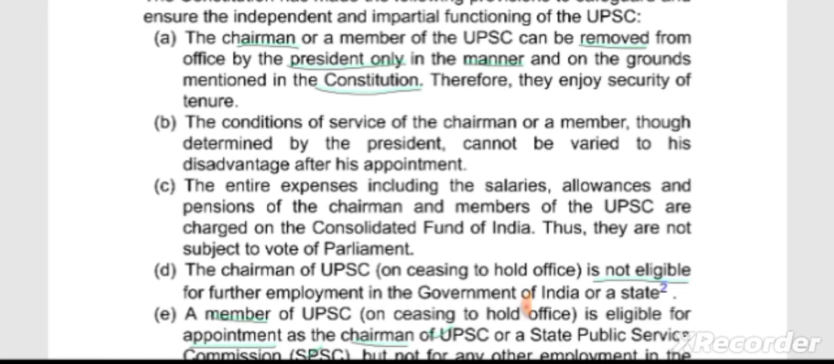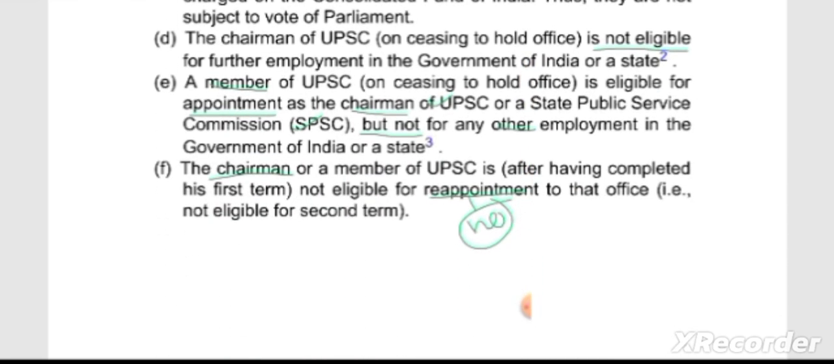So that to be said here, we can see the chairman removal process that has also been given, like the President only, in the manner and on the grounds of the Constitution. Not much need here. The maximum thing here is that reappointment is a no. I have already said that, make the notes above wherever needed.